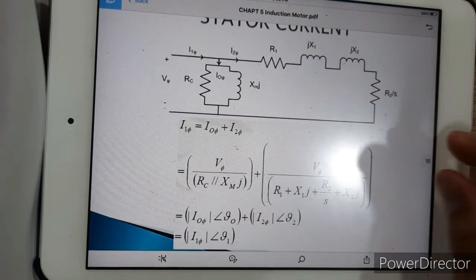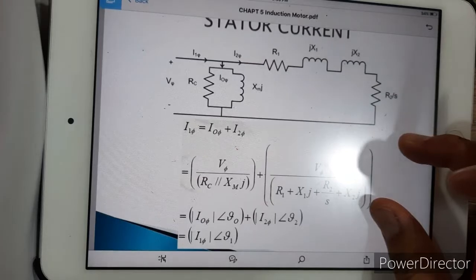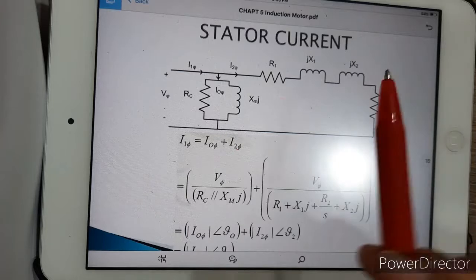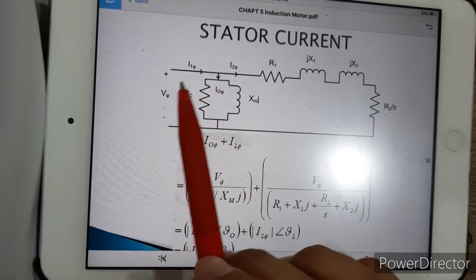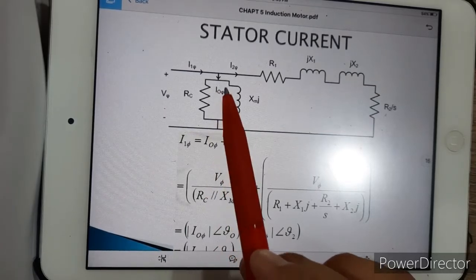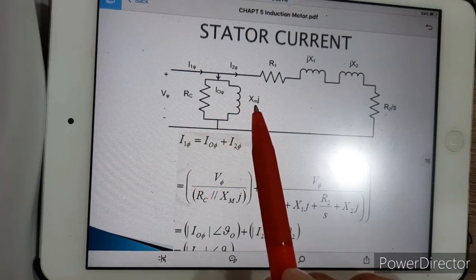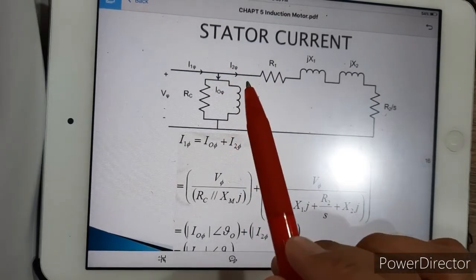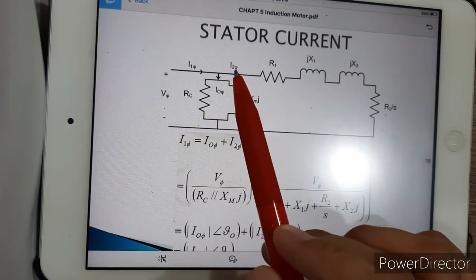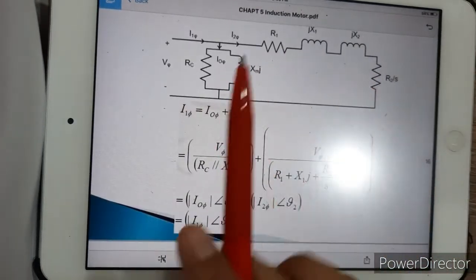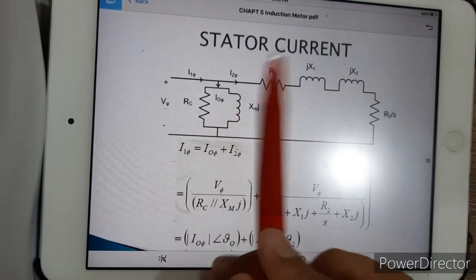Okay, we have now started the analysis of the induction motor. We start with the stator current. So this is V phase, I phase. I phase is equal to I out. We call this I out, which flows through RC and jXM, plus I2. I2 is this one. See, this is I1, this is I2, per phase, that flows through this branch. So I phase is I out plus I2.